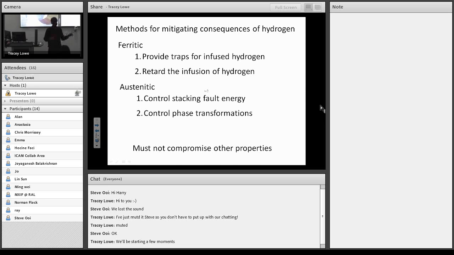But remember that you have to control all the other properties at the same time. So if you alter something, say you control the stacking fault energy and eliminate the twins, you no longer have a TRIP steel. Right? And if you introduce traps which make the material extremely hard, you might not have toughness and so on. So it's not at all an easy task, but it's one way of controlling the effects of hydrogen as opposed to just understanding what hydrogen does.